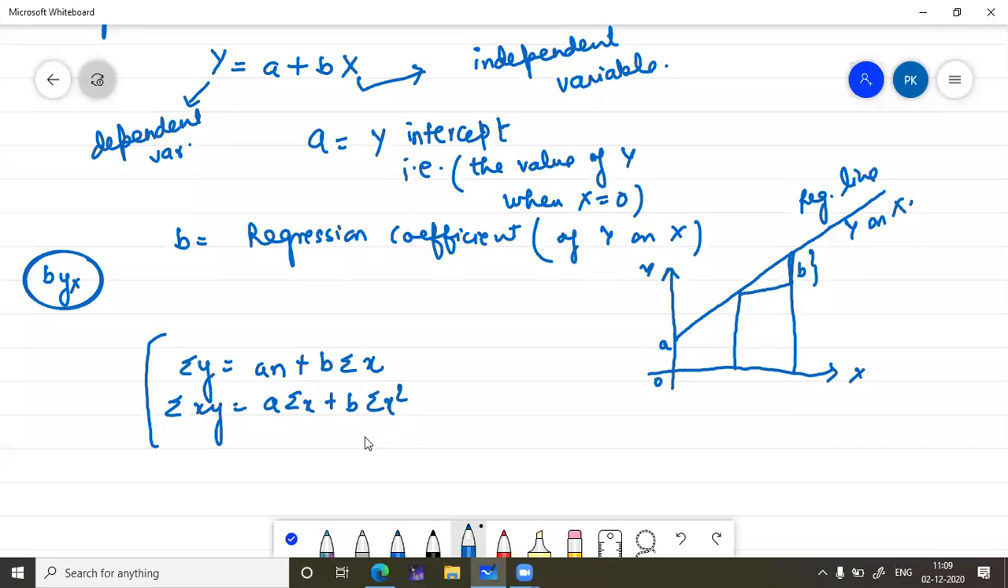And after evaluating this, we have obtained byx.